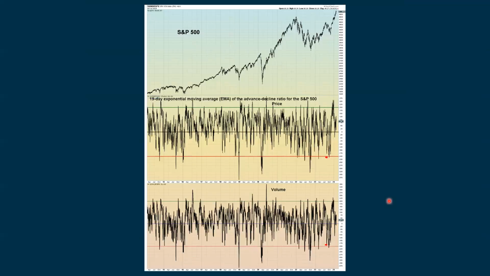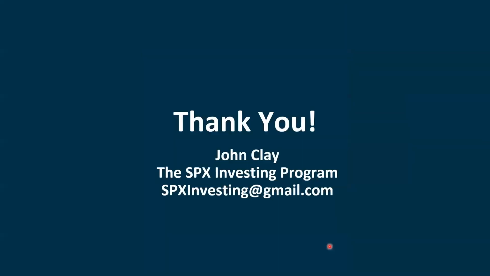And then we have a 19-day exponential moving average of the advanced decline ratio. The top area is based on price. The bottom area is based on volume. This is still positive because we're above the zero line, both based on price and volume. We can use this like an oscillator when we get an extreme positive or negative reading, but we're not getting that right now.